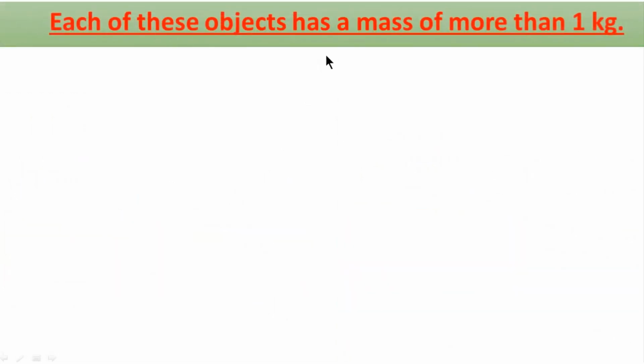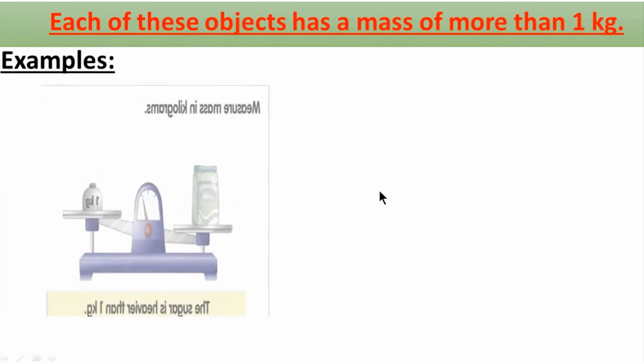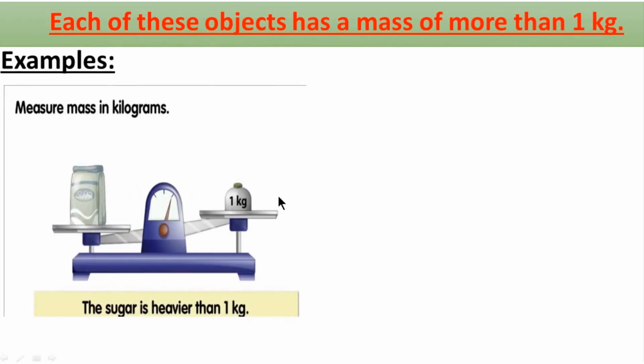See, some objects having mass more than 1 kg now. It was before, it was less than 1 kg and 1 kg. Now it is more than 1 kg. What is this? It's a packet of sugar. And what's the weight here? 1 kg. Is it equal? Tell me. No, it's not equal. See, this is heavy, that's why this is going down, and this is light, it's going up. That means the sugar is heavier than 1 kg.